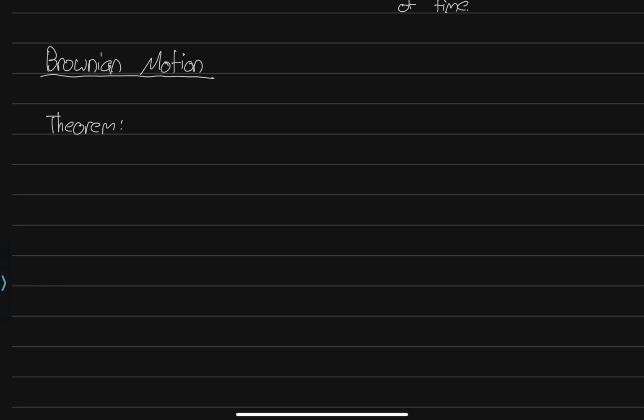So let's define what Brownian motion is. The definition of Brownian motion actually comes from a theorem, which I will not be proving in this video. It is quite an extensive proof, which requires a very vast mathematical knowledge. So instead of deriving it, I'll just state it. And here's how this theorem goes.